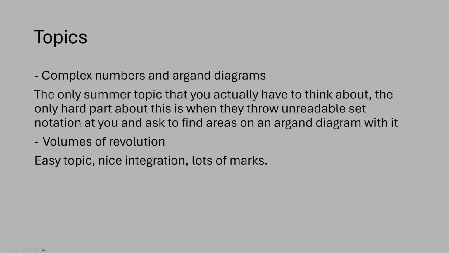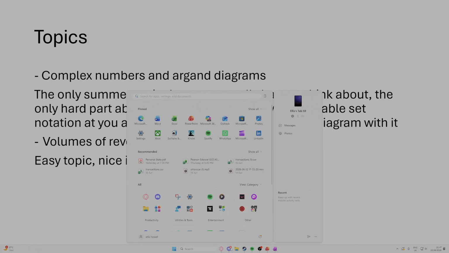The only hard part of the summer topics is the complex numbers and the Argand diagrams, which can be quite annoying, as you'll see on assignment 1B. But the only hard part is really when you get to loci in the Argand diagrams and finding areas in Argand diagrams, but it gets better as you go along. Honestly, it's one of my least favorite topics in further. But anyway, let's move on to the assignment as usual.